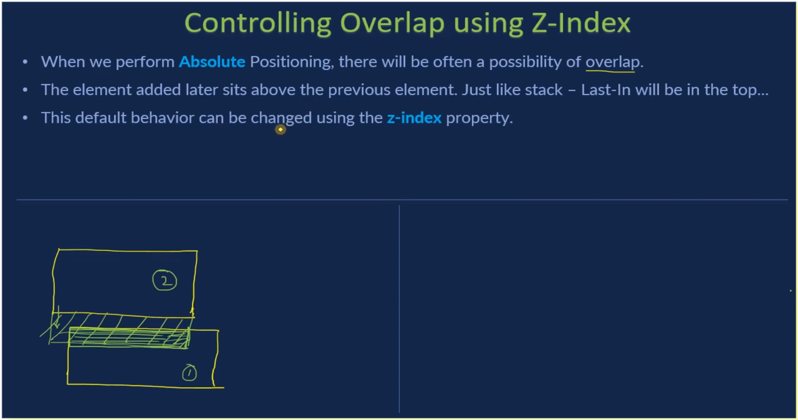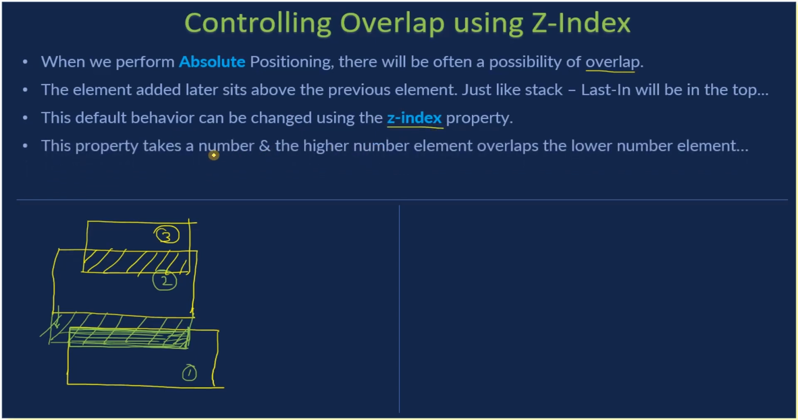The element which you place last stays on top of the previous element. So if this is the element added third, then it will overlap the content of the second element. So the default behavior can be changed using the z-index property. This property takes a number. So the higher number element overlaps the lower number element. It doesn't matter in which order you added the elements.